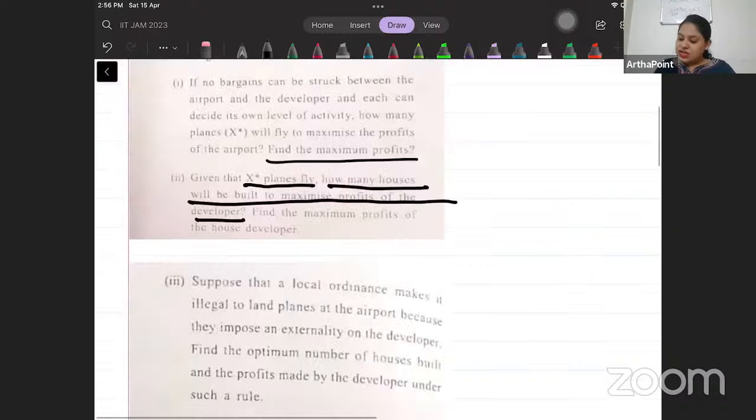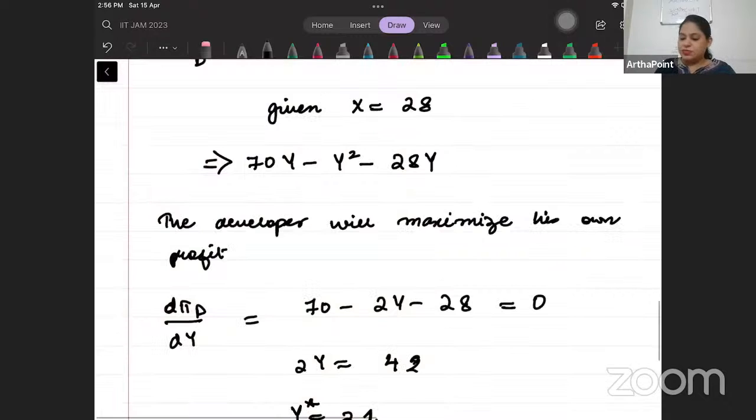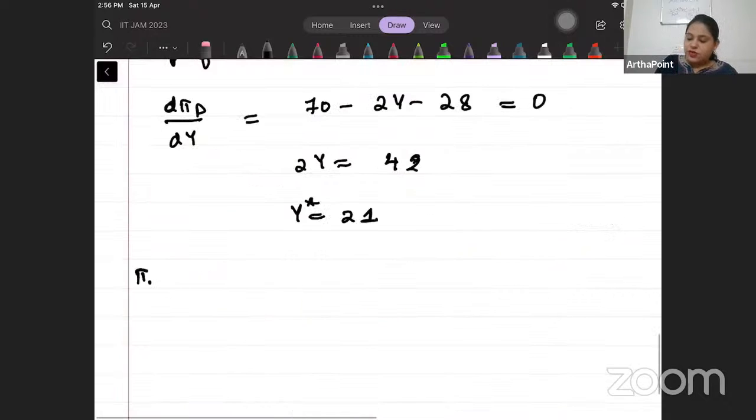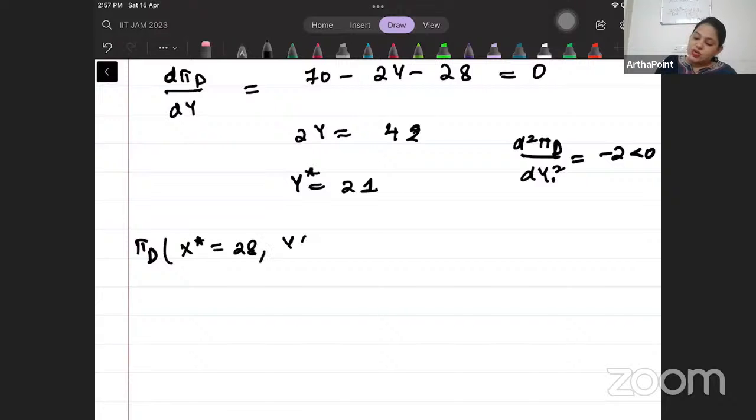Then he says, find the maximum profit of the house developer. Very simple. So, maximum profit of the developer. Do the second order condition here also, it will come out as -2. Del square pi by del y square will be -2, less than 0. So maximum. Now I want to have x star at 28 and y star at 21.